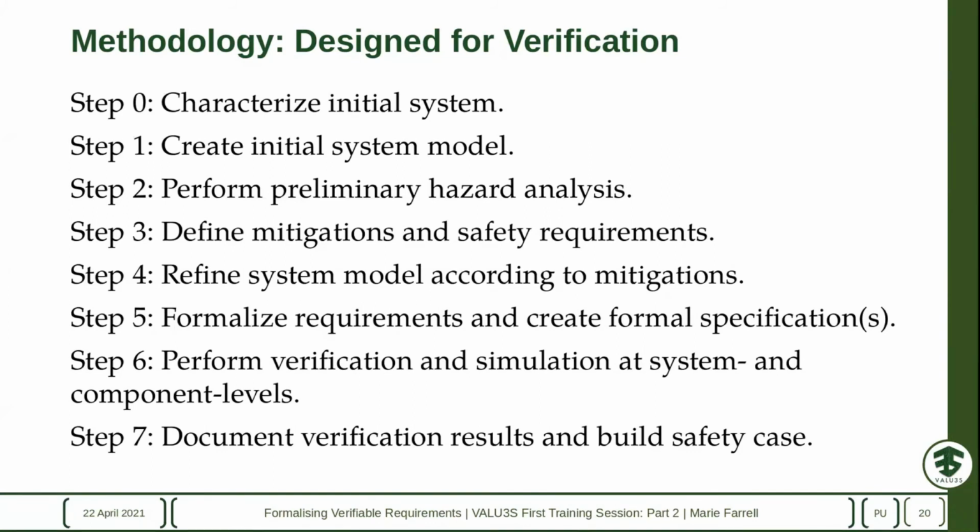Once those mitigations and safety requirements have been identified, usually what happens is you go back, refine the system model according to the mitigations, and then you kind of loop back to step 2 and you perform more hazard analysis until you reach a point where you've got an acceptable level of risk in the system. So at that stage, once you have these safety requirements, all your mitigations are in place. Your safety requirements are, I say, formalized is the wrong word, because at this stage they will be natural language requirements.